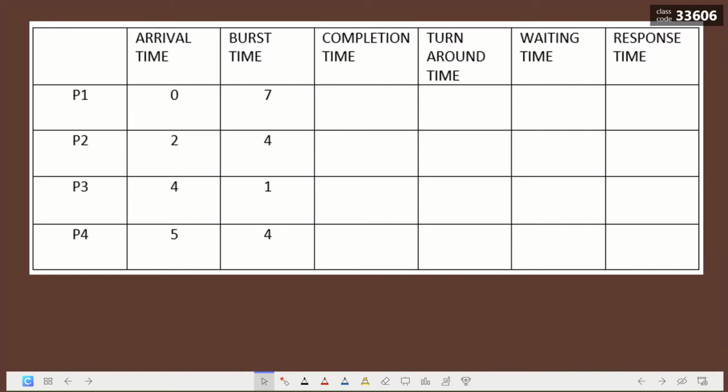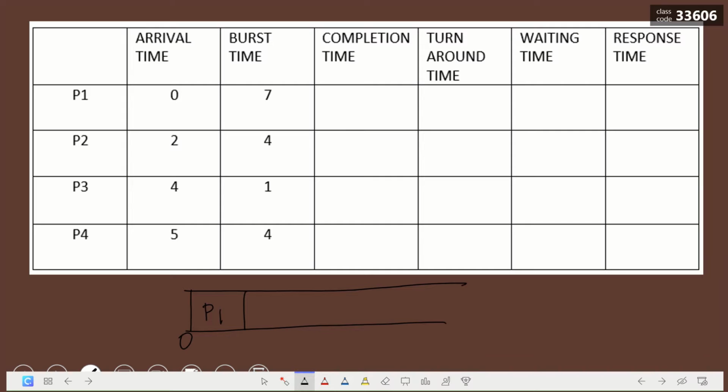Okay? Now, let's have here our Gantt chart. So, at time 0, since it is the shortest remaining time first, the lower burst time should be executed first. Here, the lowest burst time is P3. However, we need to consider the arrival time of each CPU. So P1 has the lowest arrival time at time 0. So we will write here P1, although P1 has the highest burst time. The burst time of P1 is 7.